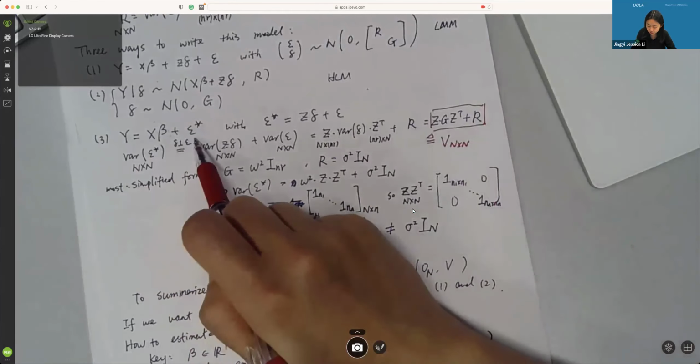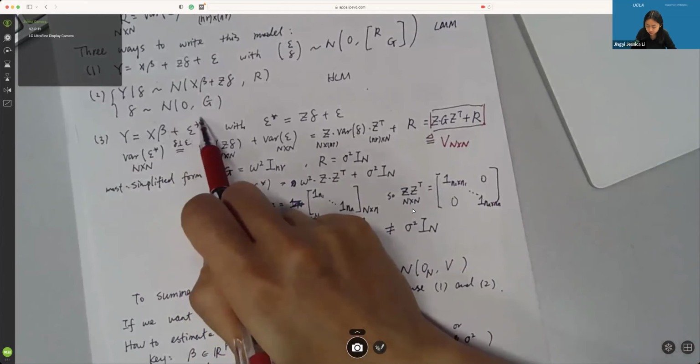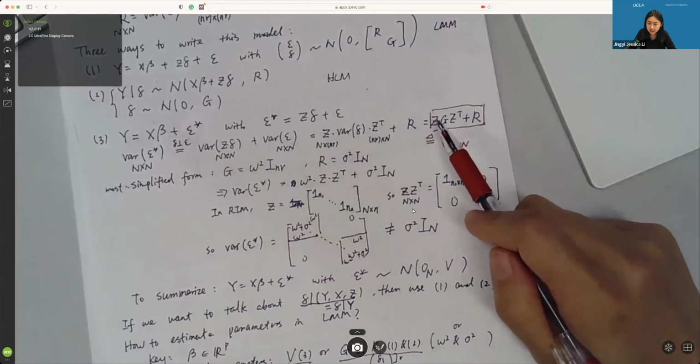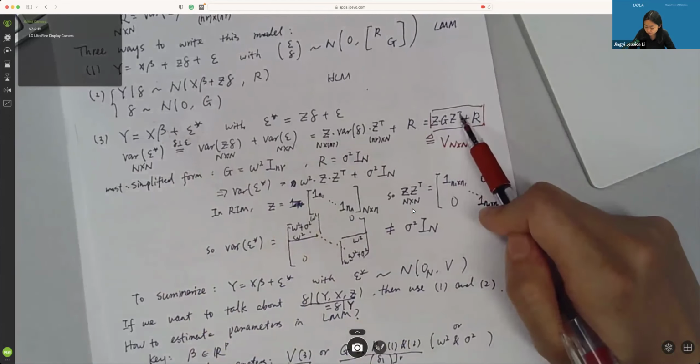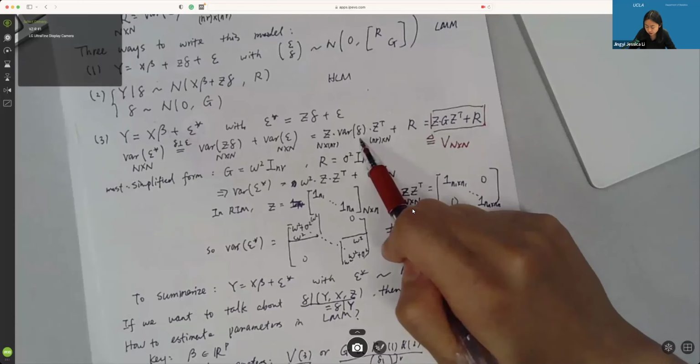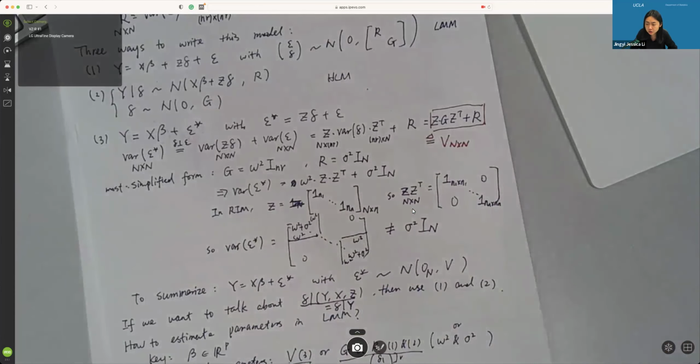Basically, the variance covariance matrix of epsilon star can be written as Z times G times Z transpose plus R. G is the covariance matrix of delta. R is the covariance matrix of epsilon. This is the most general form of linear mixed model.